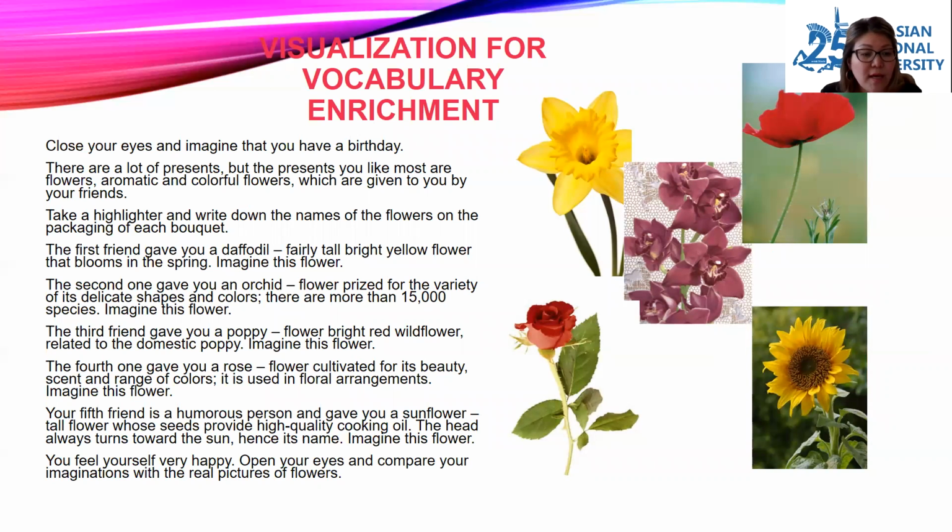The second one gave you an orchid. Imagine this flower. The third friend gave you a poppy. Imagine this flower too. The fourth one gave you a rose. Imagine this flower. Your fifth friend is a humorous person and gave you a sunflower. You feel yourself very happy. Open your eyes and compare your imagination with the real pictures of flowers.